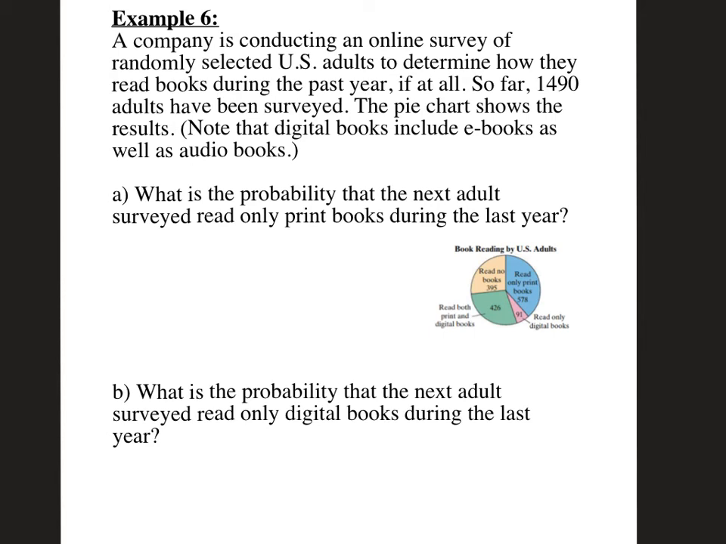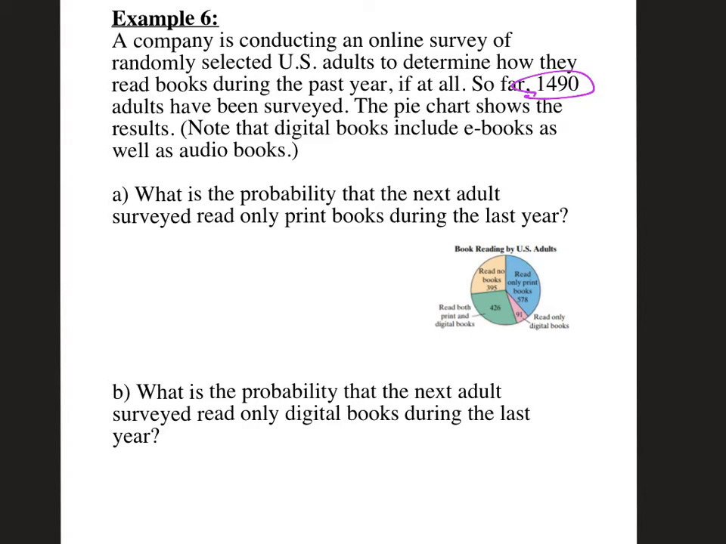Okay, there we go. A company is conducting an online survey of randomly selected U.S. adults to determine how they read books during the past year, if at all. So far, 1,490 adults have been surveyed. So that's my total number surveyed, that's going to be my denominator. The pie chart shows the results. Note that digital books include ebooks as well as audiobooks. What is the probability that the next adult surveyed read only print books during the last year?